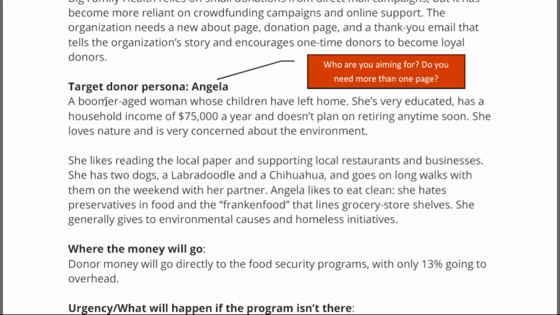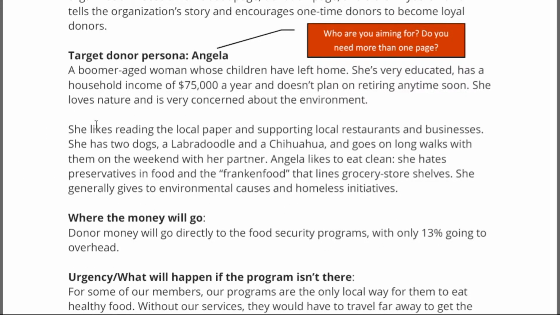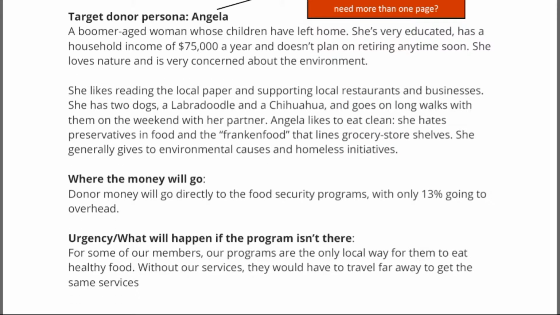is. Are you targeting boomer age people? Are they maybe a bit younger? Are they more active? Do they have a big connection to you? What do they like to do? What are their values? And that is going to help you. Just having this all together is really going to channel and focus your web copy.